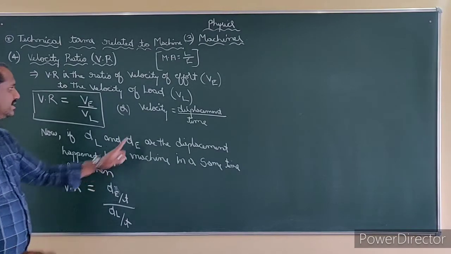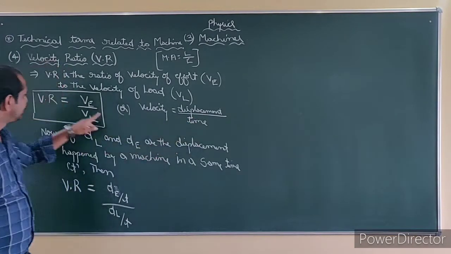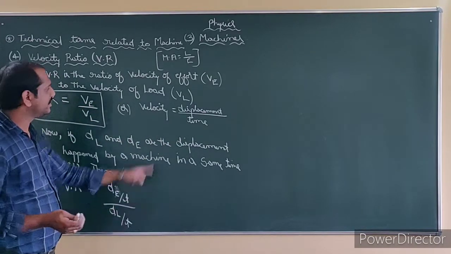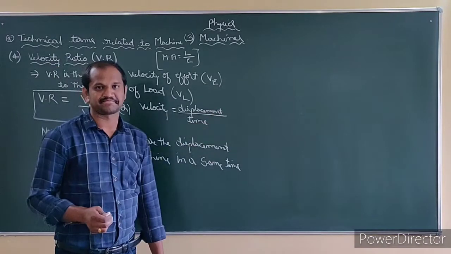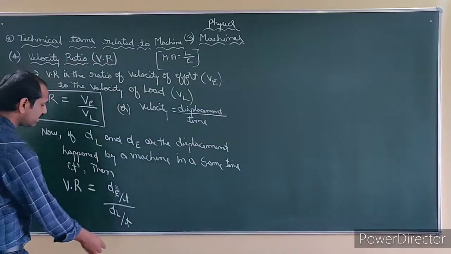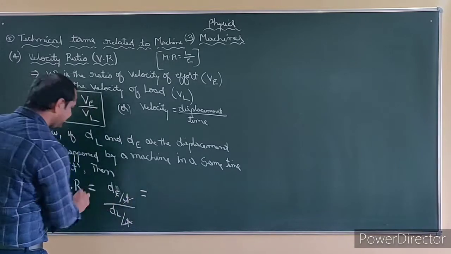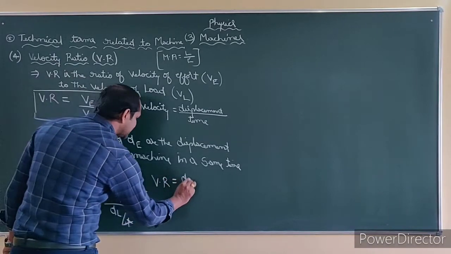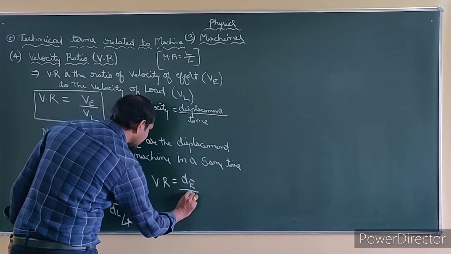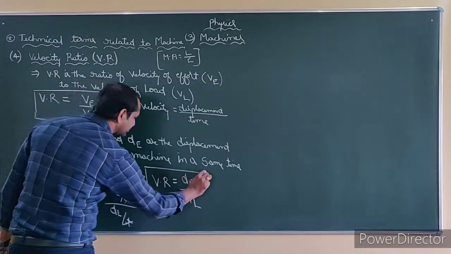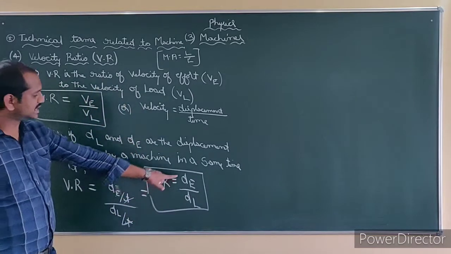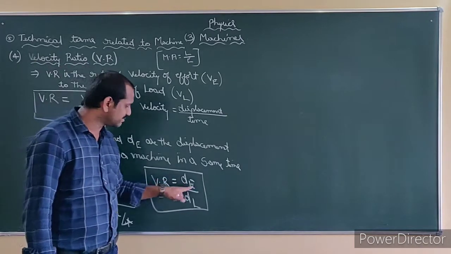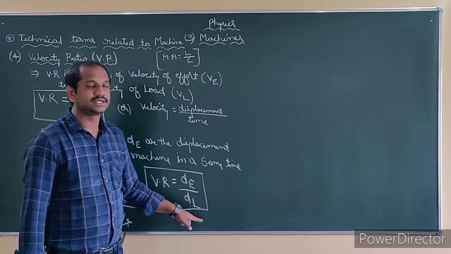Understand? Just see. Velocity means displacement by time. Instead of velocity of effort, I have written displacement of effort by time. Why? Velocity is nothing but displacement by time. Now by cancelling T, we can write velocity ratio is equal to displacement of effort by displacement of load. Correct? Velocity ratio is not only velocity of effort by velocity of load, we can also write it as displacement of effort by displacement of load.